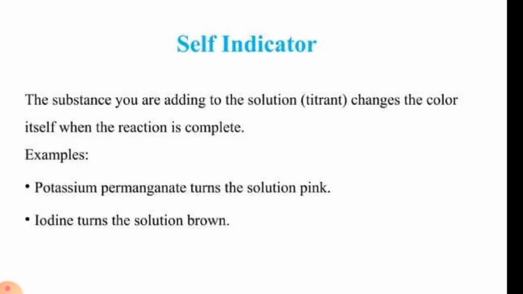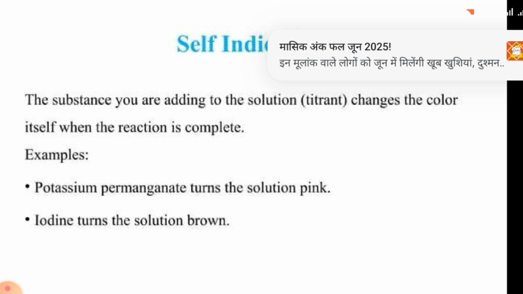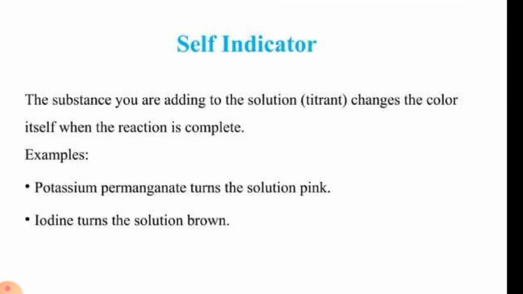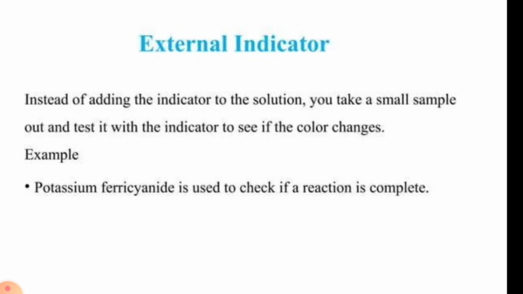Next is the self indicator. These substances, when added to the solution, change color themselves when the reaction is complete. Examples are potassium permanganate, which turns the solution pink, and iodine, which turns the solution brown.